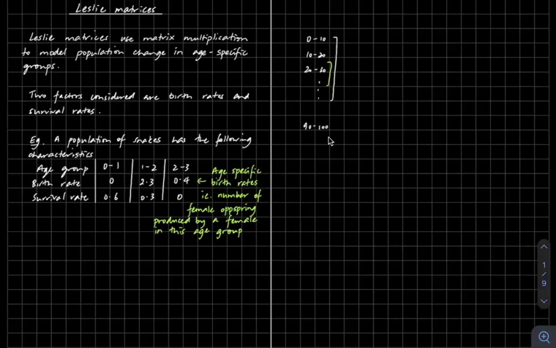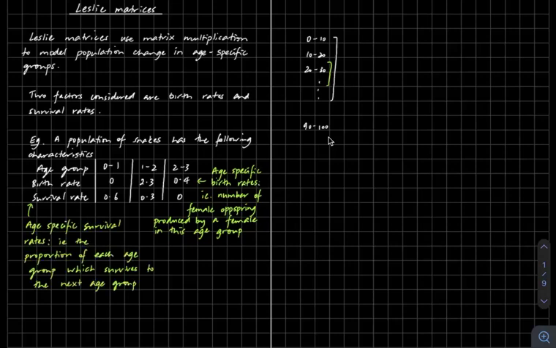Now, because we're talking 1 year age brackets, we can read the 2.3, for example, as each female in the 1 to 2 year age group on average produces 2.3 female snakes or female offspring per year. Okay, so it's all per year. Then we've got the survival rates. So the definition for survival rates is as follows.